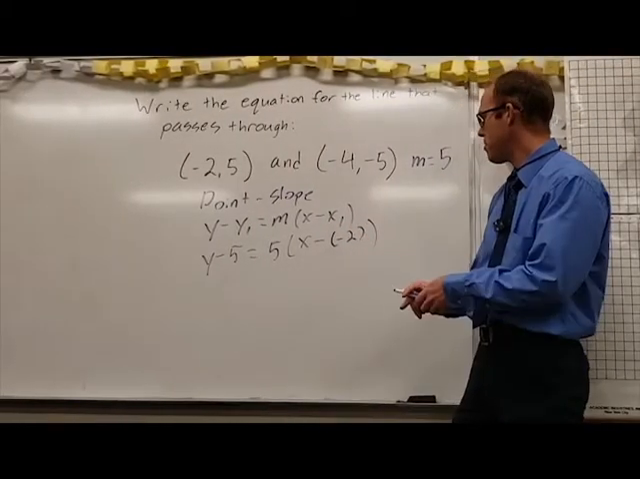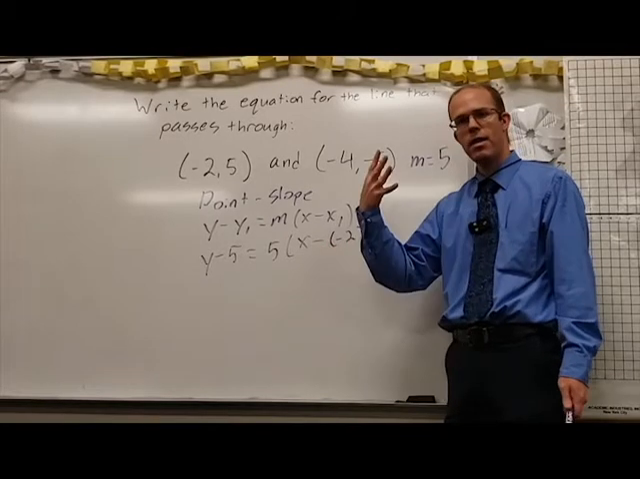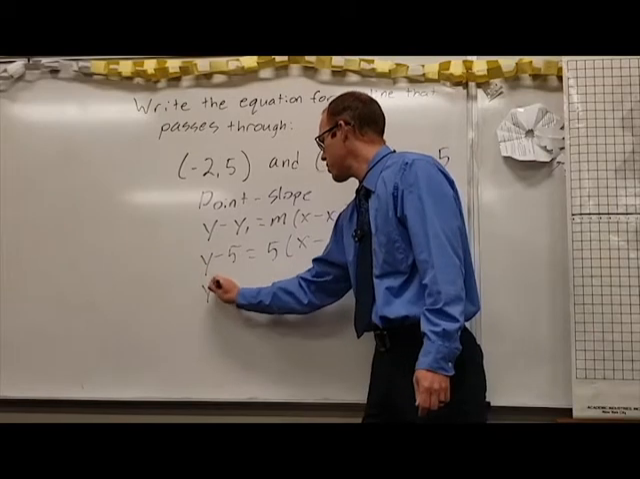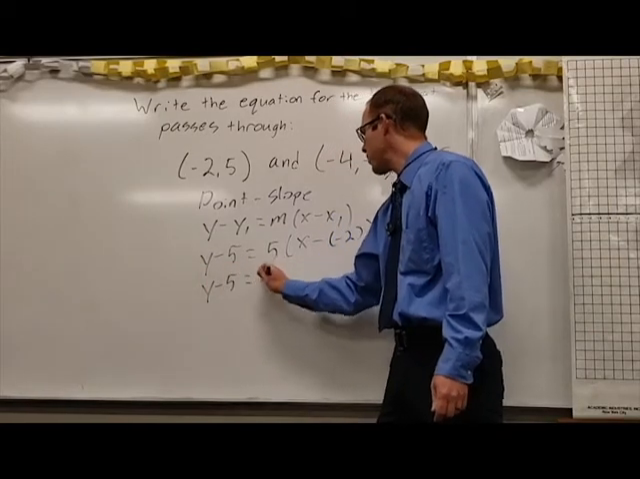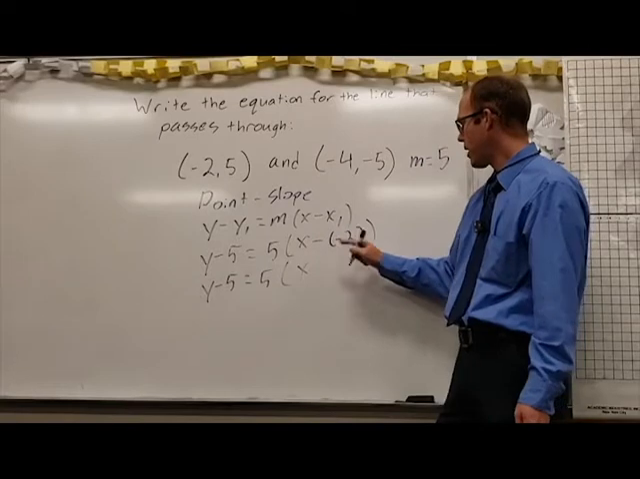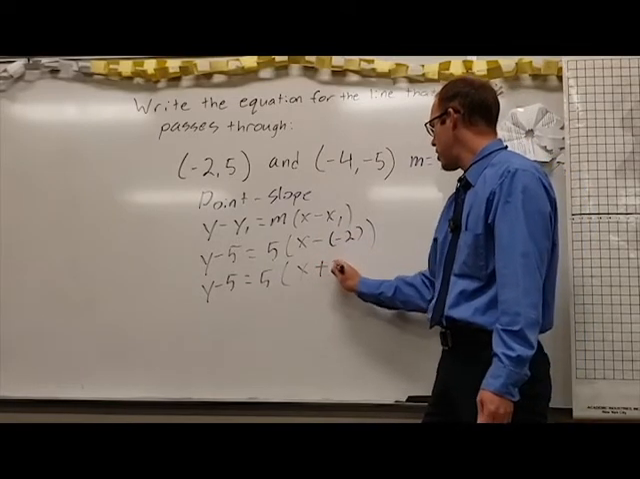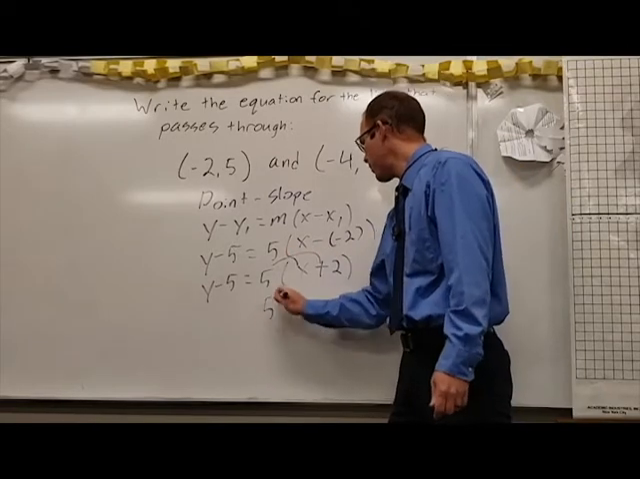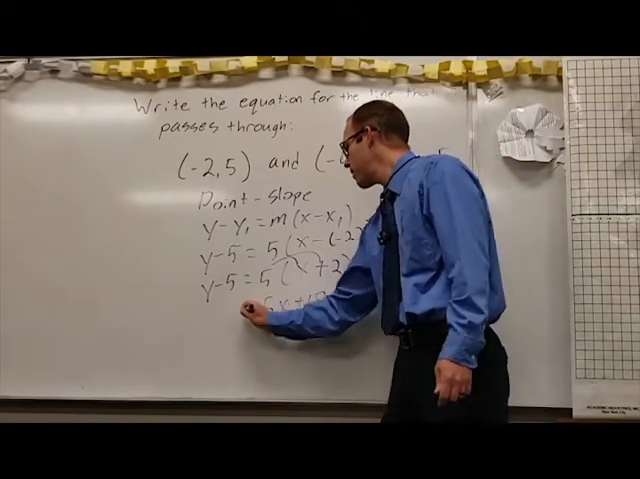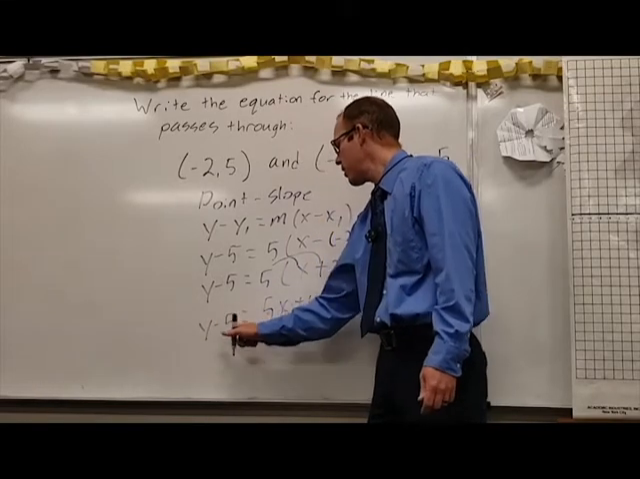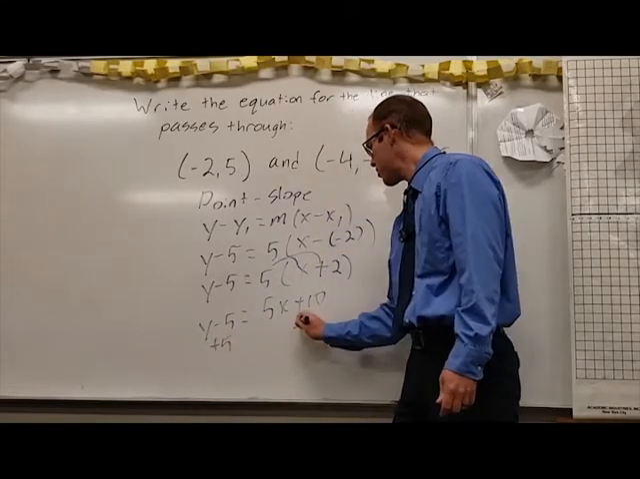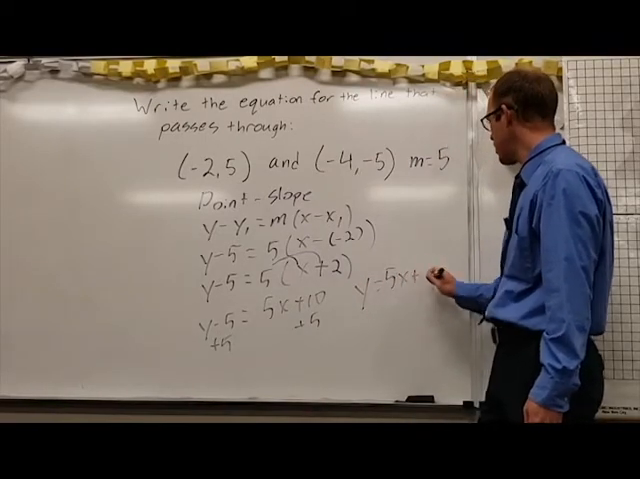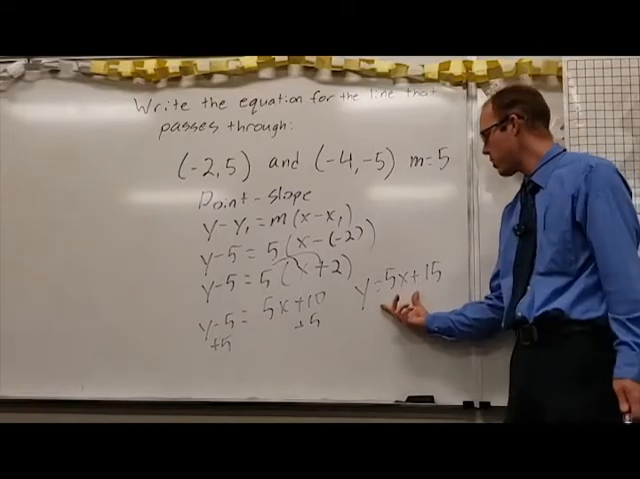This is very important because when you subtract a negative, that's the same thing as adding. I like to make sure I write this and then I will rewrite it with that addition. So we get y minus 5 equals 5 times x, and I'm subtracting a negative would be the same thing as adding 2. All right, now we can simplify. Let's distribute this. We get 5x plus 10, and we have a y minus 5. Let's add 5 to both sides to eliminate that, and we get y equals 5x plus 15 in slope-intercept form.